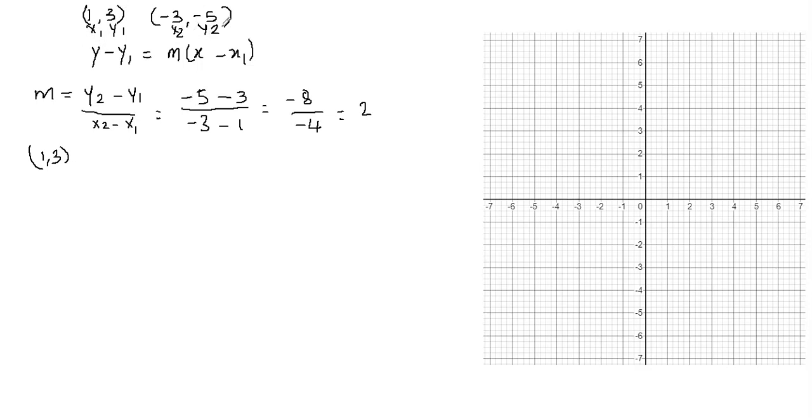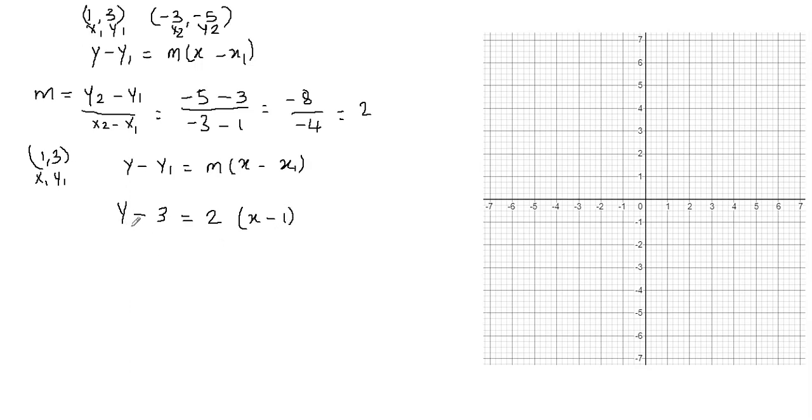So now I got the slope, I got a point. I'm going to plug this information back into this equation and write the equation of a line. So let me write the point-slope form here: y minus y1 is equal to m times (x minus x1). Now we need the x and y for writing the equation, so I'm not going to do anything to them. In place of y1 I'll plug in 3, then the slope is 2, and x1 is 1, so we're going to plug in 1 here.